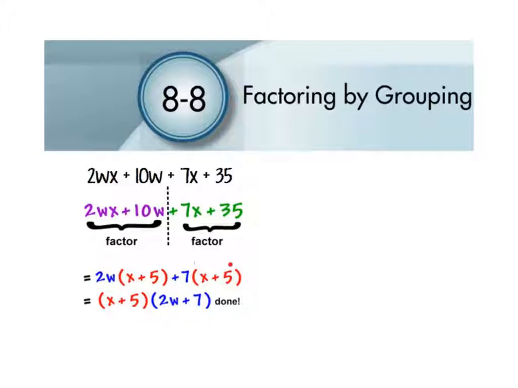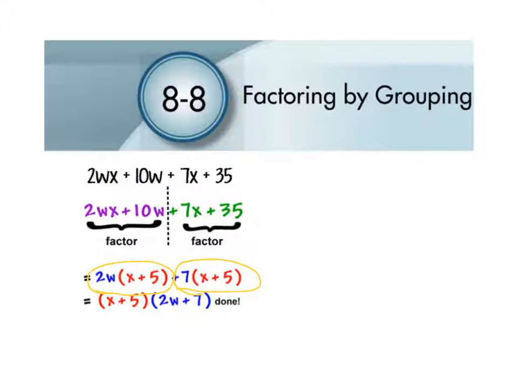Now if you look at this, by doing this factor by grouping, I've managed to take this part here, and do you see that it has an x plus 5? And do you see that this over here also has an x plus 5? Well, I'm still looking at it like this is one of the terms and this is the other term, and they both have an x plus 5.